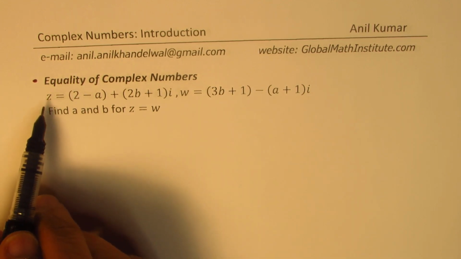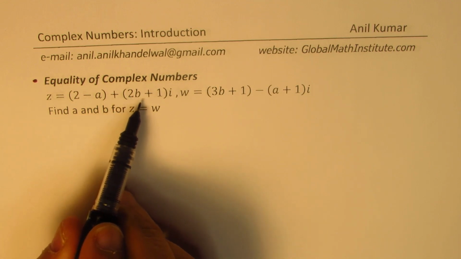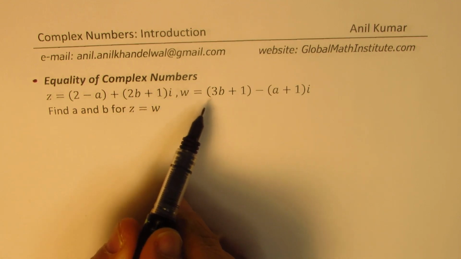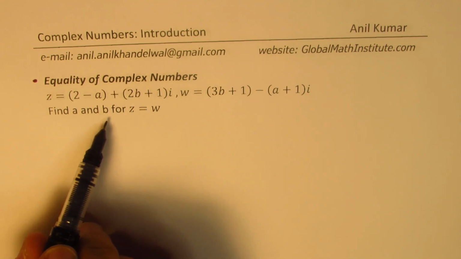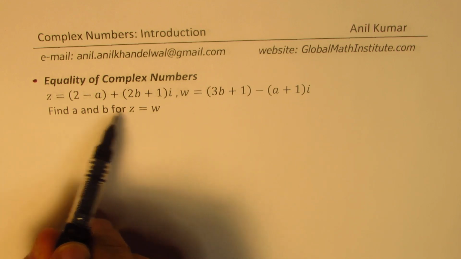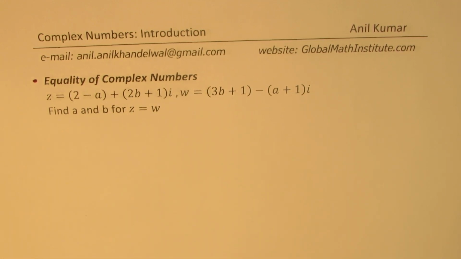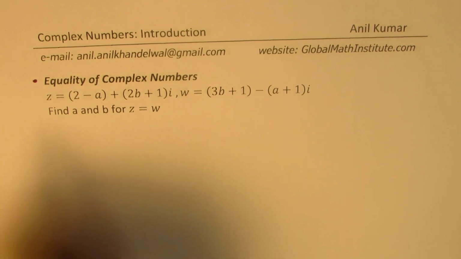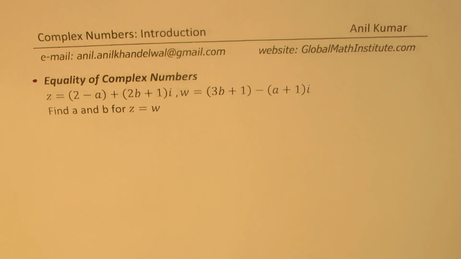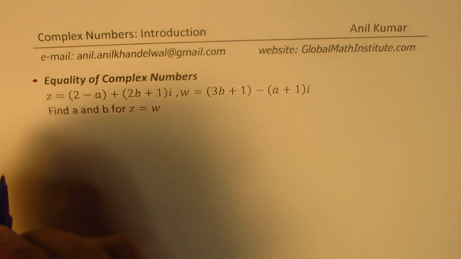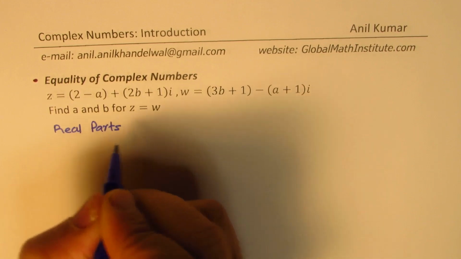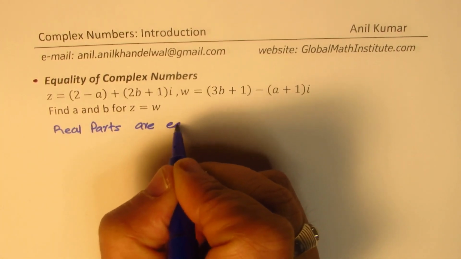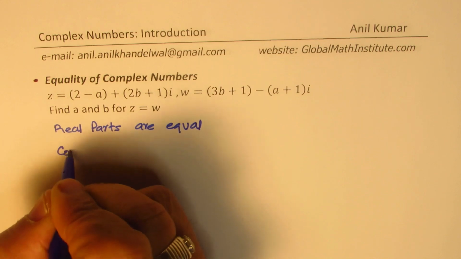Now the question here is: z equals (2 minus a) plus (2b plus 1)i, and w is (3b) plus (1 minus a)i. We need to find the values of a and b for z equals w. If two complex numbers are equal, how do we solve such an equation? It is important to understand that when we say equality of complex numbers, we really mean that the real parts are equal and the imaginary parts are equal.